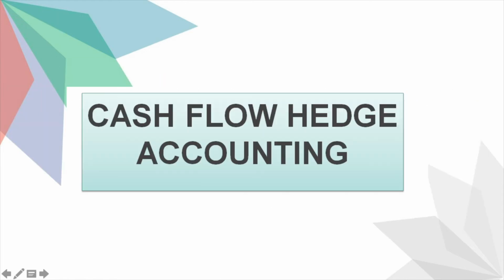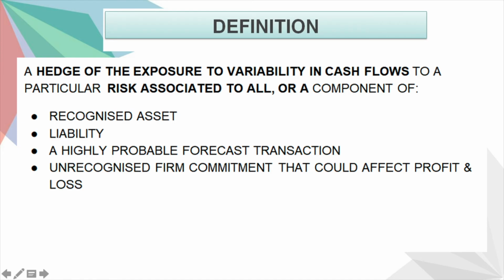Okay, so we go to the next type of hedging, which is cash flow hedge accounting. The definition of cash flow hedge accounting is a hedge of the exposure to variability in cash flows attributable to a particular risk associated with all or a component of a recognized asset, a liability, a highly probable forecast transaction, or an unrecognized firm commitment that could affect profit and loss.